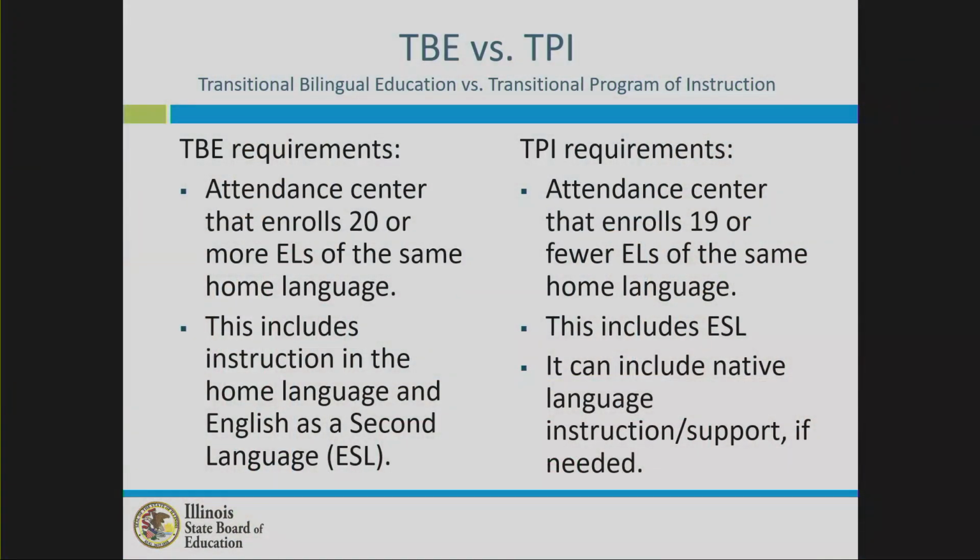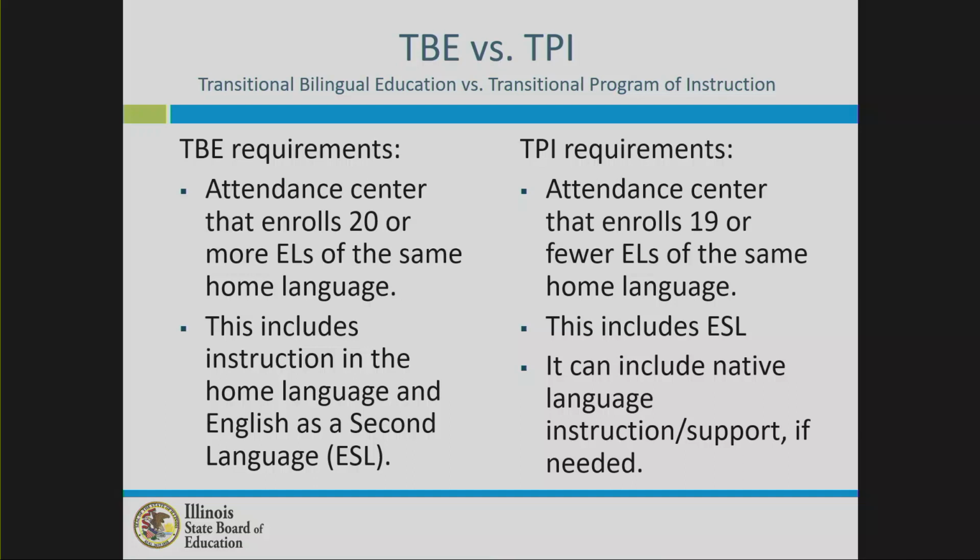So we're going to talk about the difference between TBE and TPI, transitional bilingual education, and transitional program of instruction. And I like to look at it with that magic number for TBE of 20 or more EL students of the same language that enroll within your attendance center. That's how you determine TBE. It is the magic number 20. This includes instruction in the home language and in ESL.